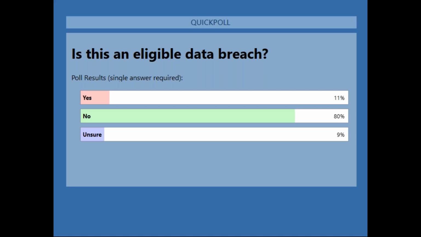And results are in. 11% say that this is an eligible data breach, 80% believe that it is not, and 9% are unsure. I think the majority of people here don't think this is an eligible data breach, and I would say notification is probably not required in this situation.